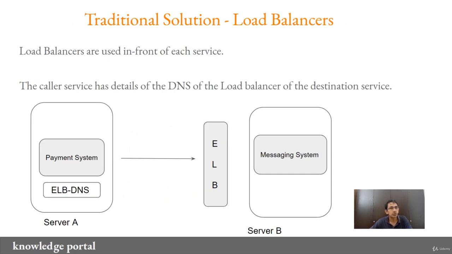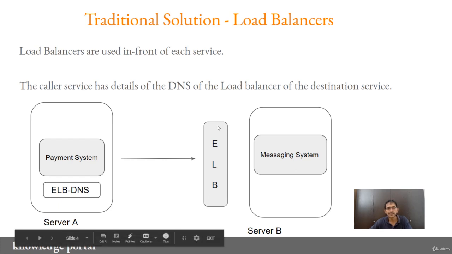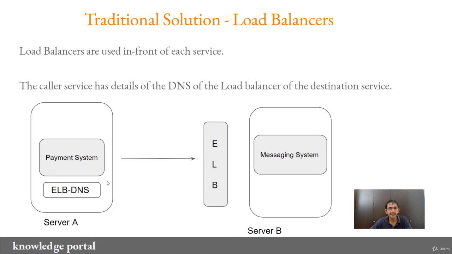So in order to overcome this, one of the traditional solutions which is being used is a load balancer. What you do is, in front of the messaging system or any other system, you add a load balancer, and within the payment system, you add the DNS of this ELB. So you hardcode the DNS of this specific load balancer inside the payment system, and whenever the payment system wants to communicate with the messaging system, all it does is refer to the ELB DNS and forward the query there.